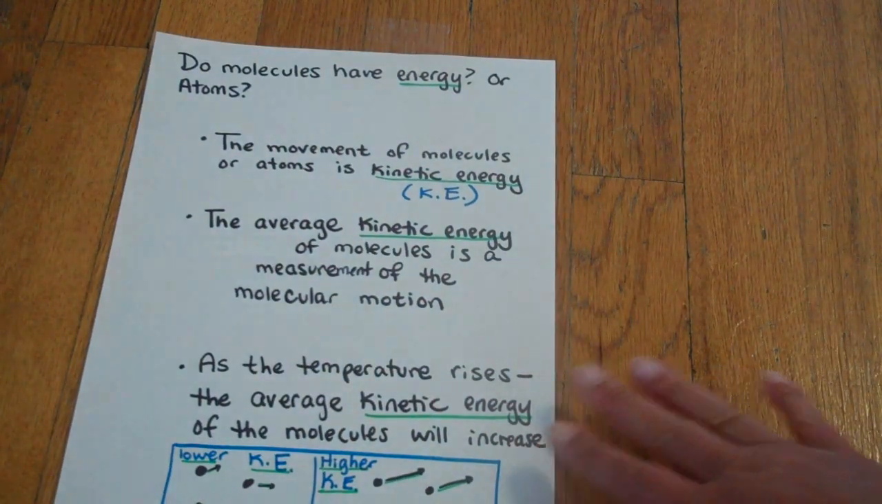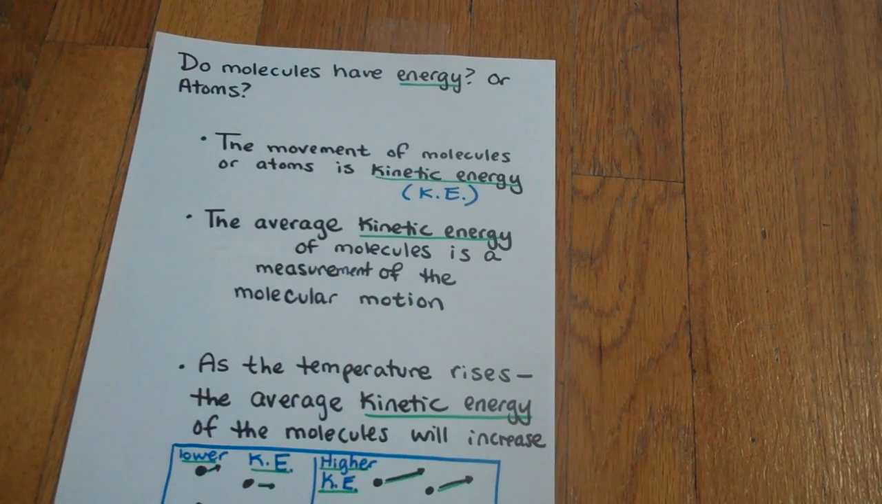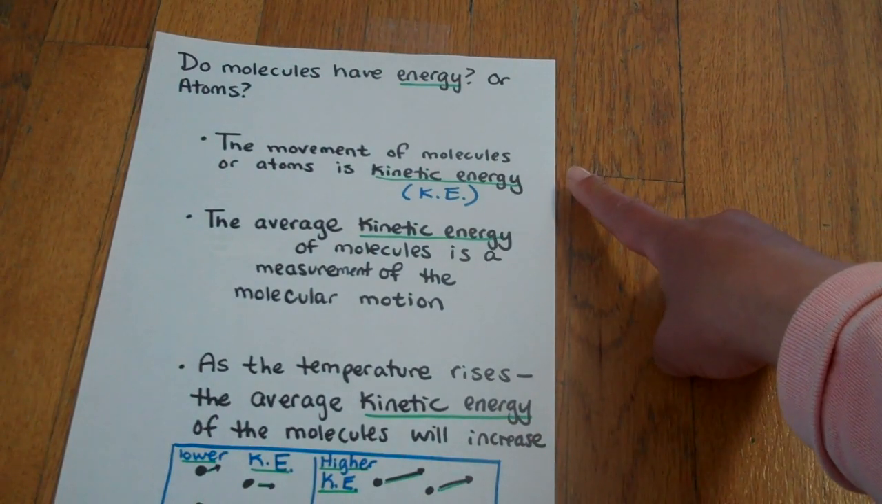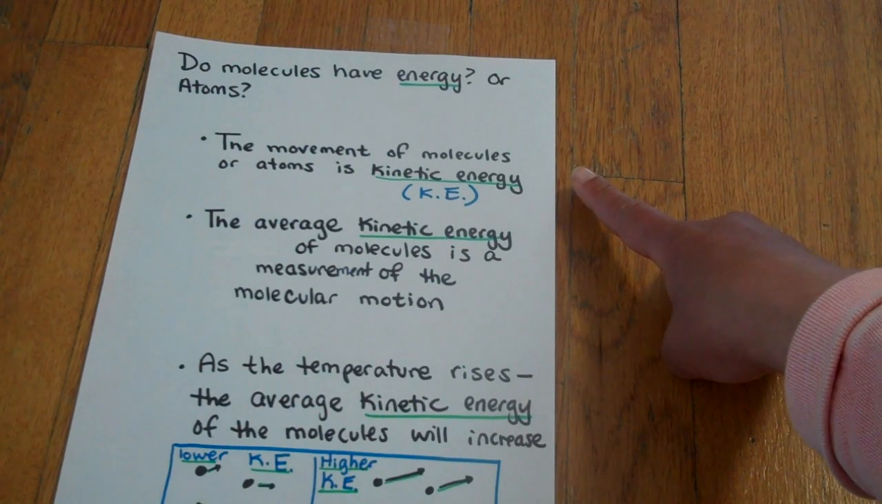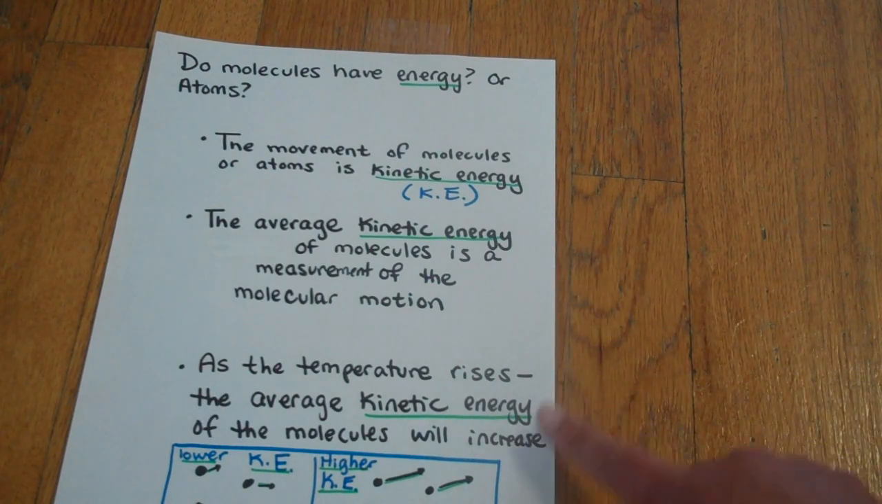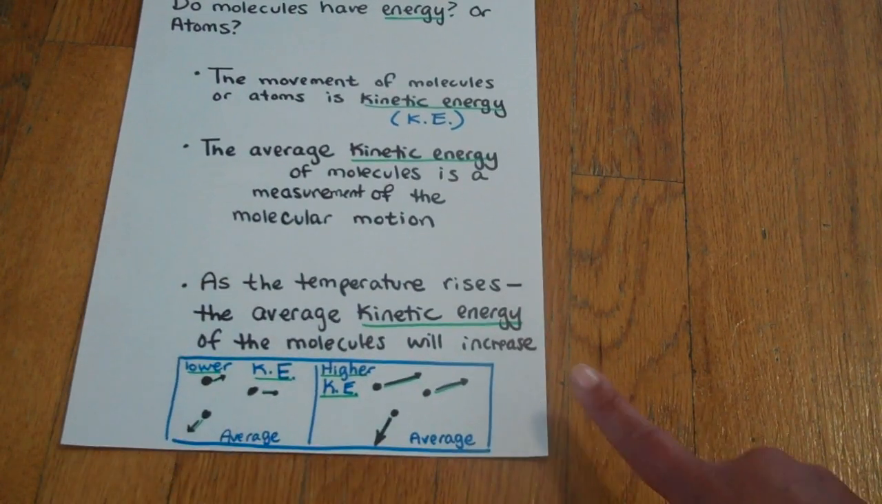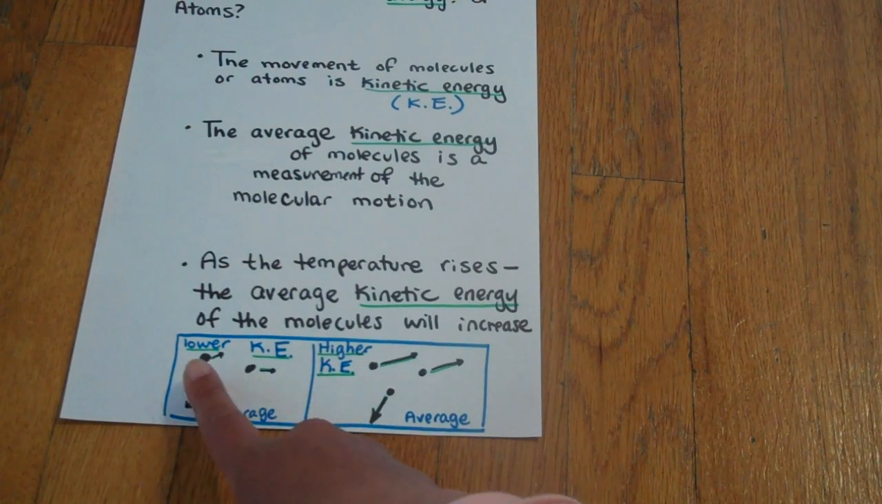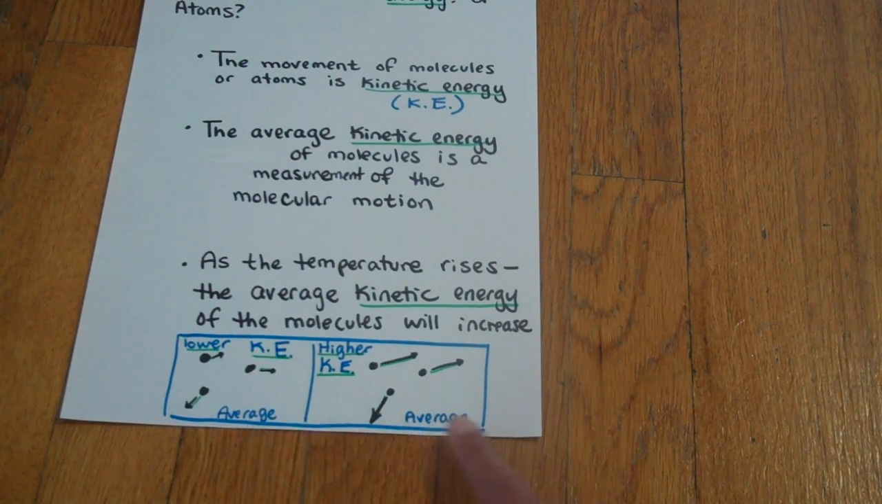Do molecules have energy or atoms? I have a couple of notes for you. The movement of molecules or atoms is kinetic energy. The average kinetic energy of molecules is a measurement of the molecular motion. As the temperature rises, the average kinetic energy of the molecules will increase. And here I have a model of an arrow showing how much energy it's moving and the kinetic energy. On average, the higher the temperature compared to a lower temperature, the more movement it will have.